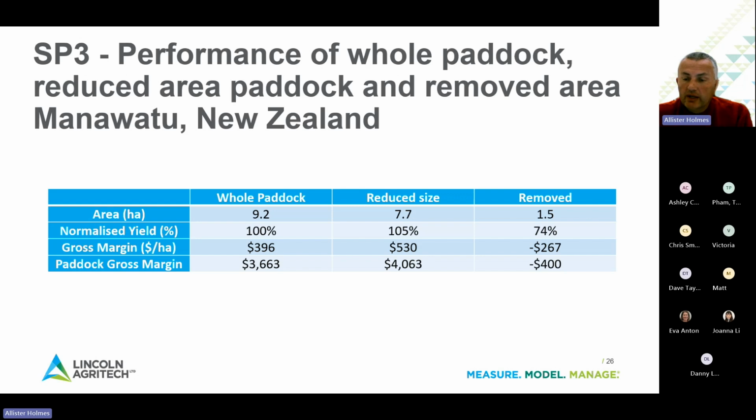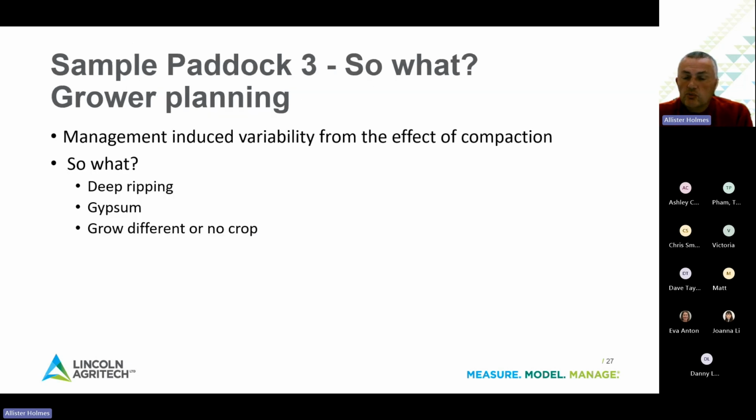So for the grower here, so what? In this case, it's actually quite similar to the second paddock. They've got management-induced variability from the effect of compaction, but they've also got some inherent variability from the adjacent pine trees. What could they do? Well, they could deep rip, they could apply gypsum, or as they're doing in their case, they're growing a different crop in that area to remove the need for putting those high value inputs in there.